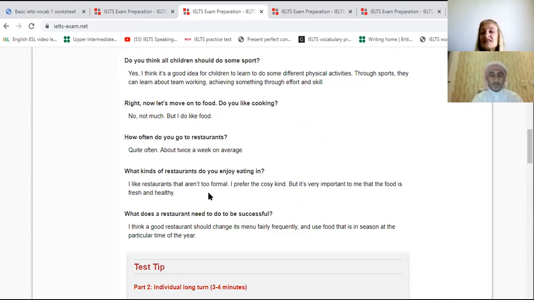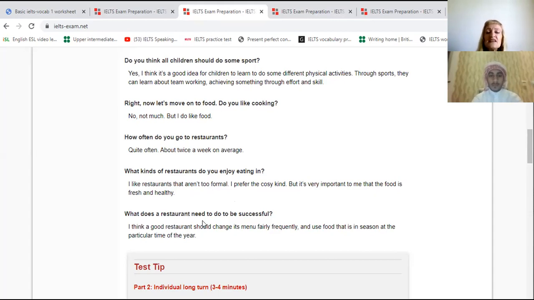You might think about restaurants in Abu Dhabi. What kind of restaurants do you enjoy eating in? And the sentence says, I like restaurants that aren't too formal, not too official. So, you know, casual, relaxed places. I prefer the cozy kind, ones that are very comfortable. Cozy means comfortable. Formal is not very relaxing. So if you like informal, that's nice and relaxing. But it's very important to me that the food is fresh and healthy. Yeah, that's a good point. So you might want to use that.